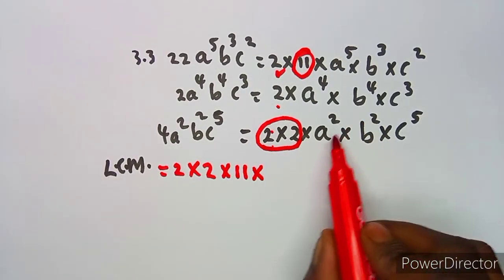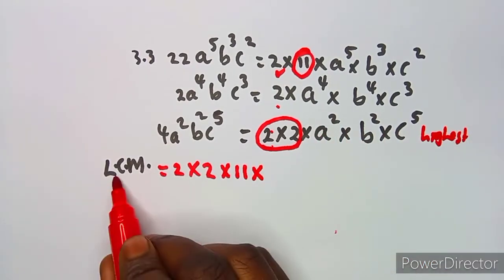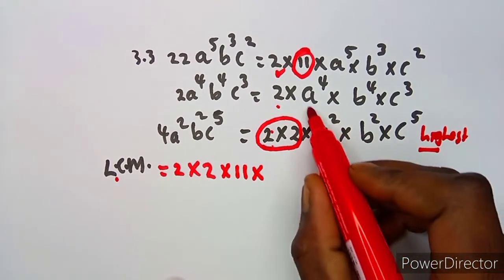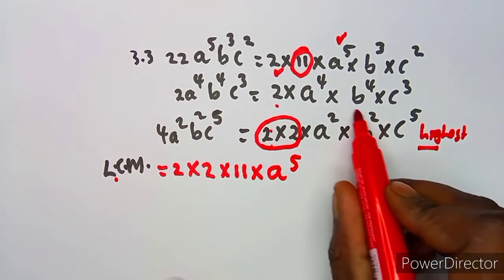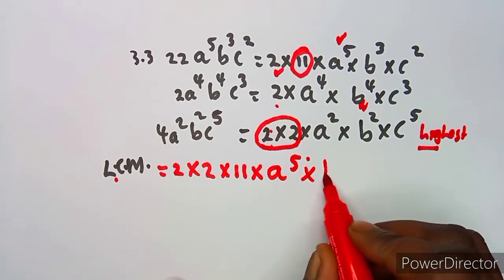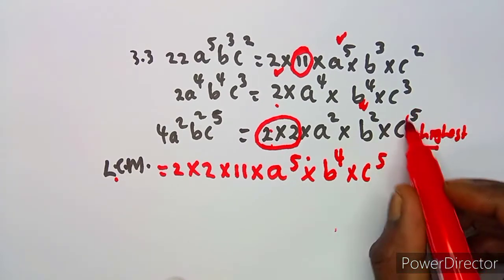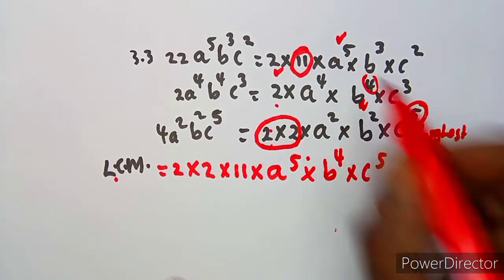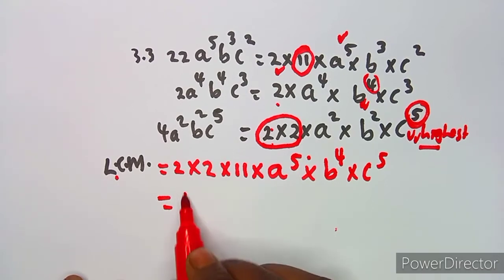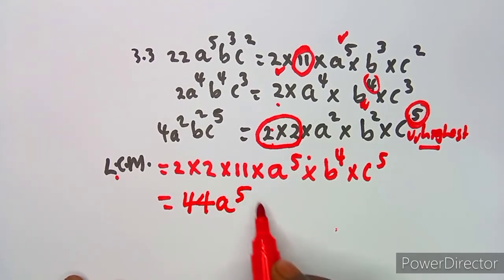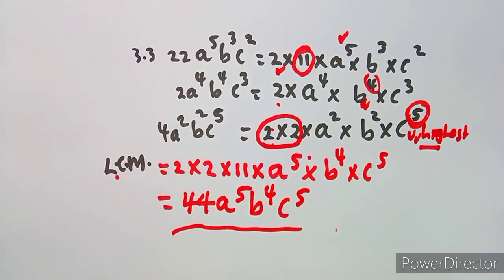In terms of the terms with exponents, you take the one with the highest exponent. For LCM, you use the highest. For a, the highest exponent is a to the exponent of 5. For b, we've got b to the exponent of 4. For c, we've got c to the exponent of 5. Then you can multiply the numbers, so we obtain 44a to the exponent of 5, b to the exponent of 4, c to the exponent of 5. This is our LCM.